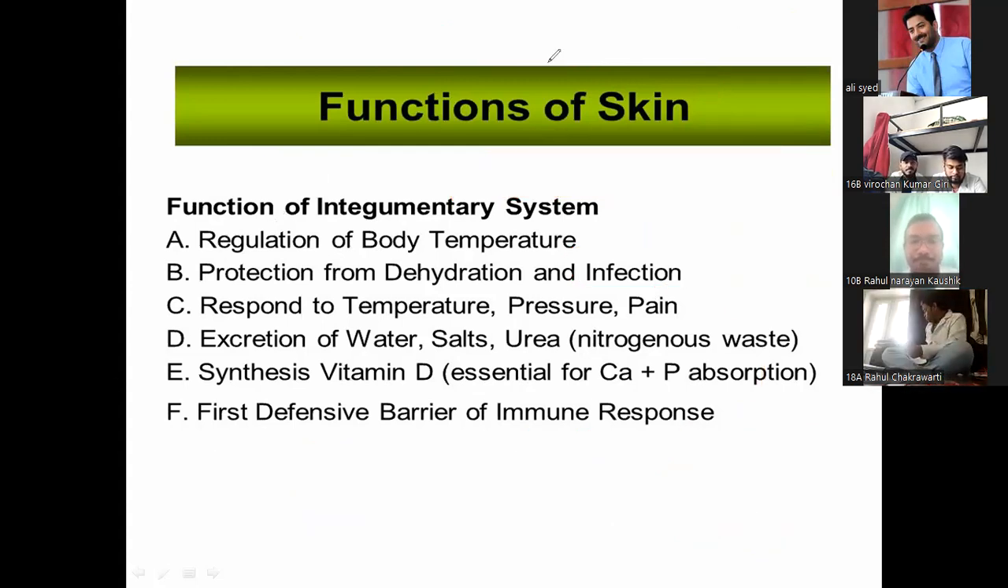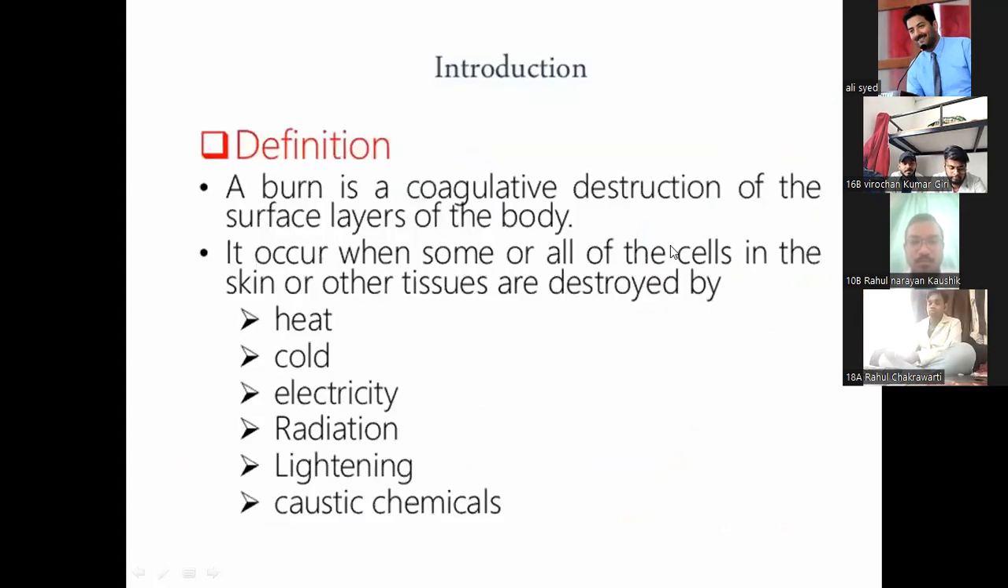Okay? So after this, from the function, now coming to the introduction of the burn. So what is burn? Burn is a coagulative destruction of the surface layers of the body. So in a burn patient, there is formation of coagulative necrosis. Due to the burn injury, the blood vessels in the layers of the skin are going to be compromised or damaged. And when the blood supply is compromised, the patient will develop coagulative necrosis.